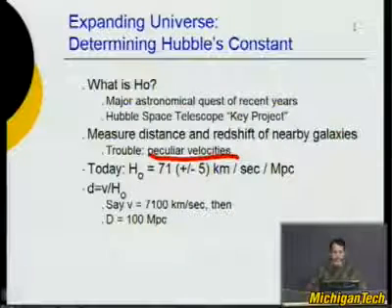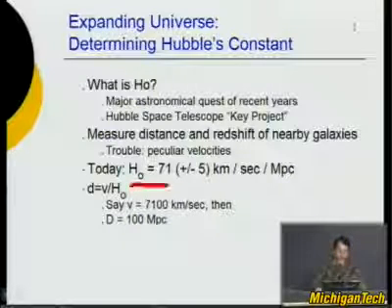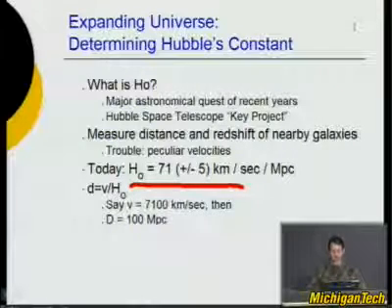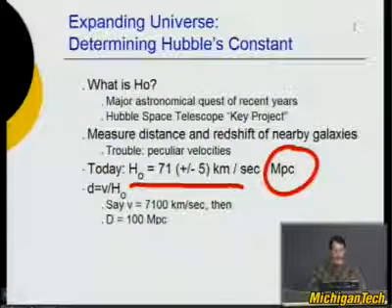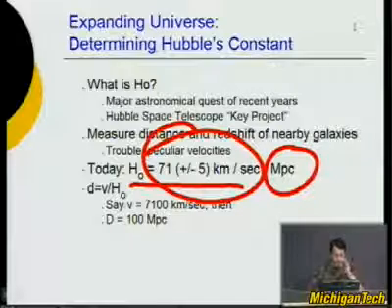But through increasingly better telescopes, increasingly greater data and data analysis techniques, we've now determined that the expansion rate is 71 plus or minus 5 kilometers per second per megaparsec. So if something is 1 megaparsec away, it would be traveling on average 71 kilometers per second away from us. That's how that works.